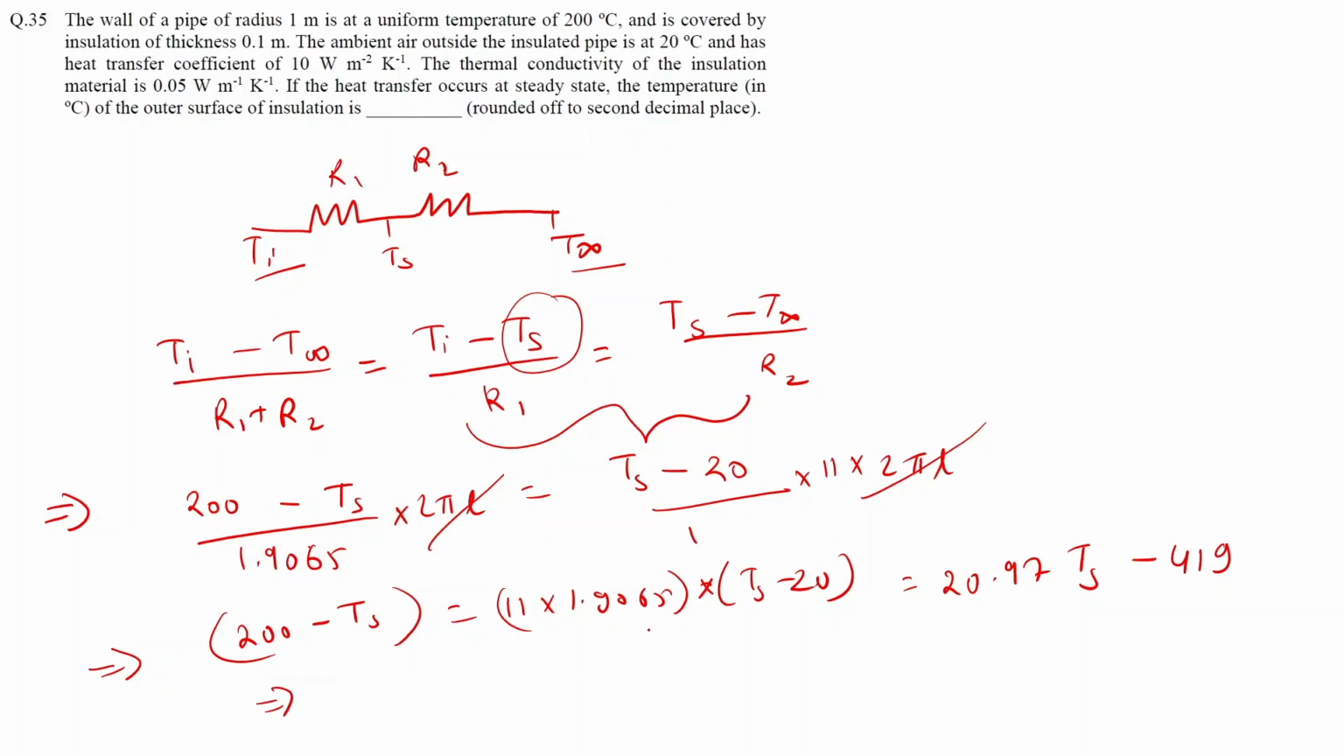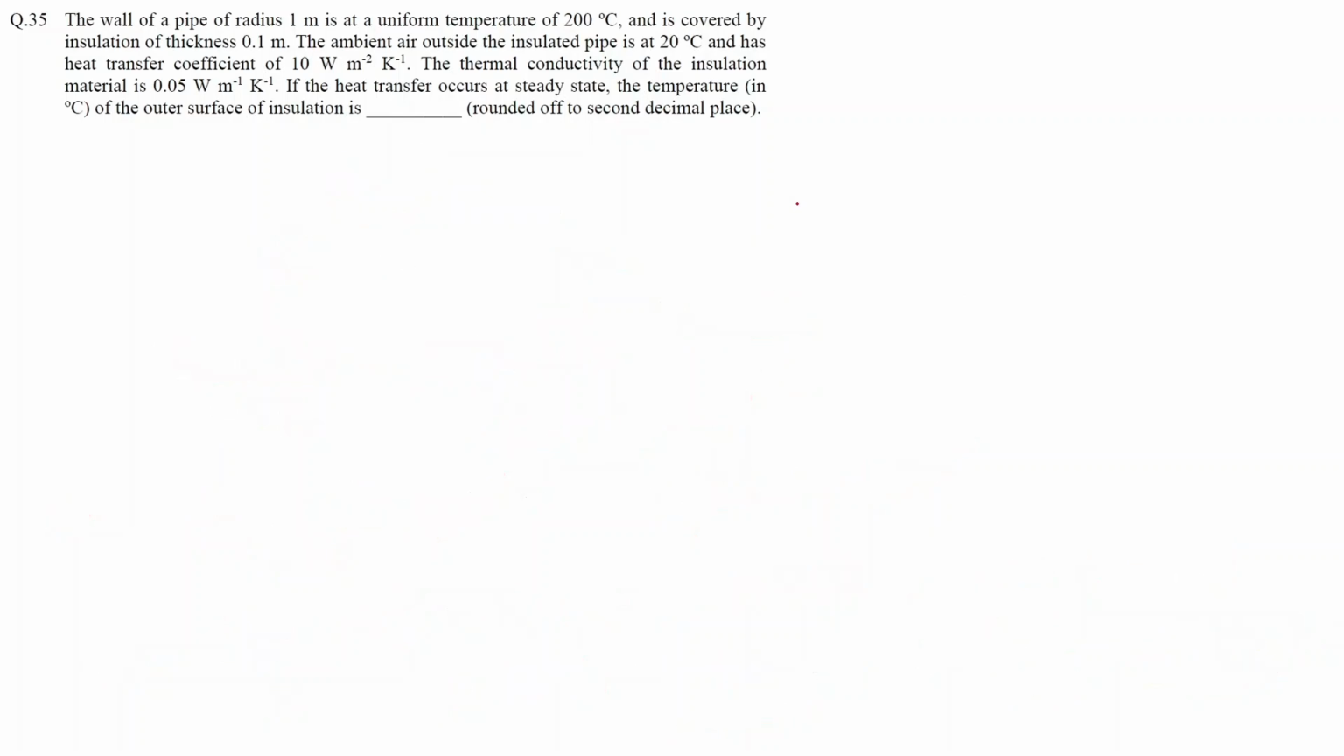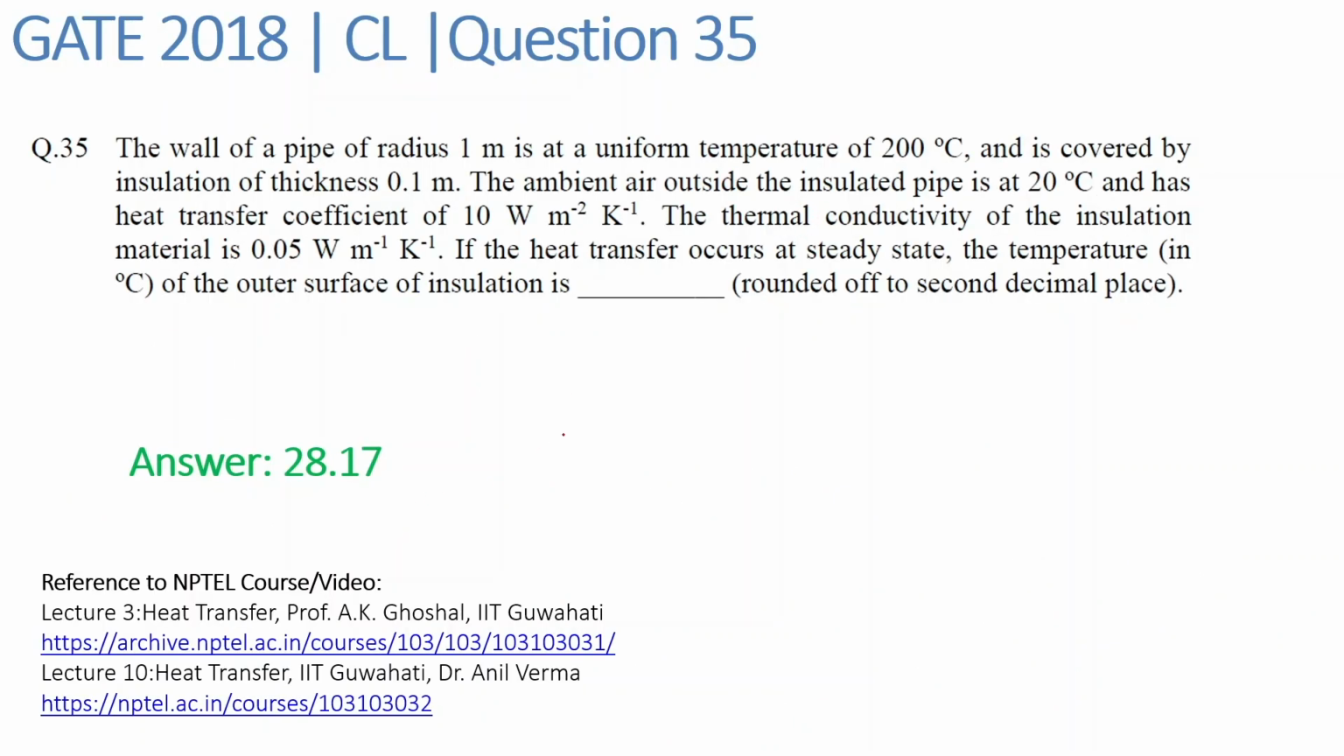Rearranging, 6.77 Ts is equal to 315.4. So from this you can get Ts. This will become 28.17 degrees Celsius. So the final answer, that is the temperature at the outer surface of insulation, is 28.17 degrees Celsius, rounded off to the second decimal place.